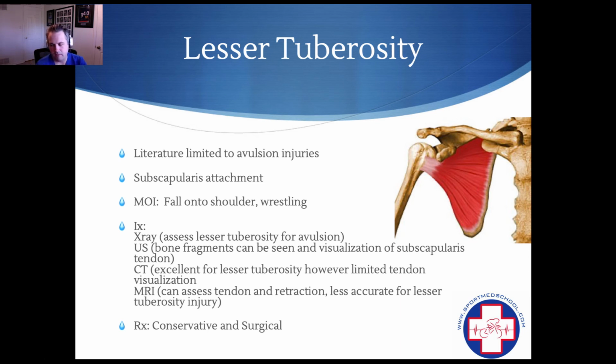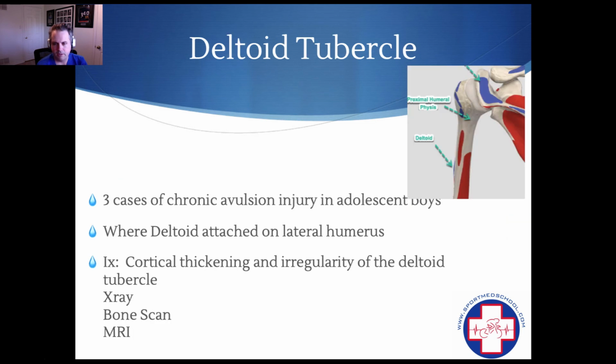And once again, the treatment options here, this is one of the ones where we're talking about an avulsion injury where surgery may be warranted for improved outcome, but you can also treat these conservatively. Deltoid tuberosity apophysitis is essentially typically a chronic avulsion injury. So this is a traction apophysitis where the deltoid attaches onto the lateral humerus. You can see classic X-ray findings of the thickening at the end, kind of an irregularity to the cortical surface of the lateral humerus.